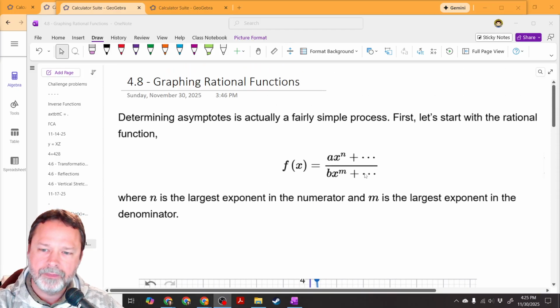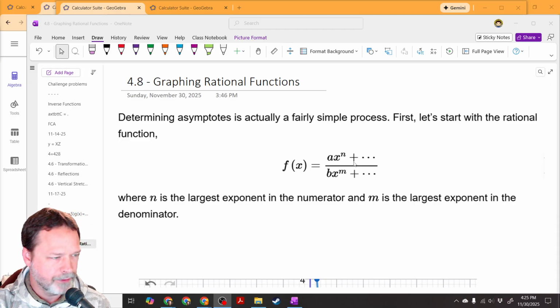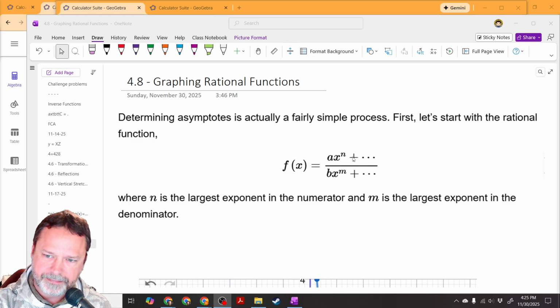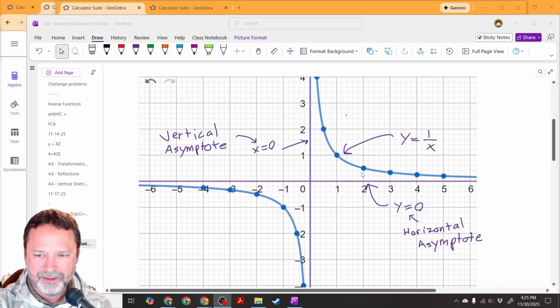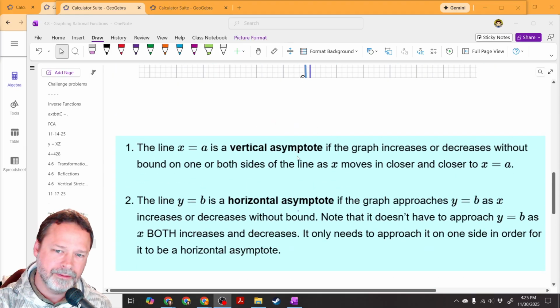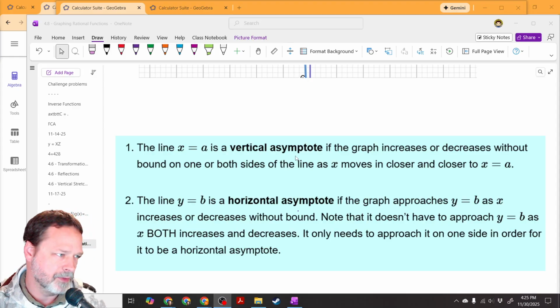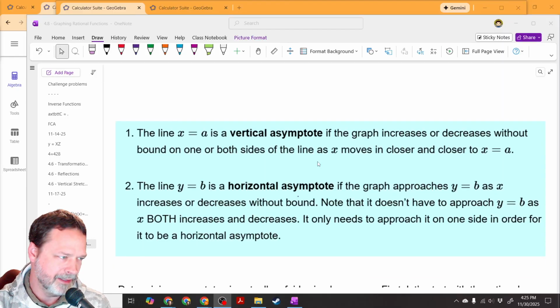And we also covered the basic definition of a rational function. It is a ratio of polynomials: a polynomial in the numerator, a polynomial in the denominator. Going along with that definition, we also defined a vertical asymptote and a horizontal asymptote, what they are, what the definitions of those are.